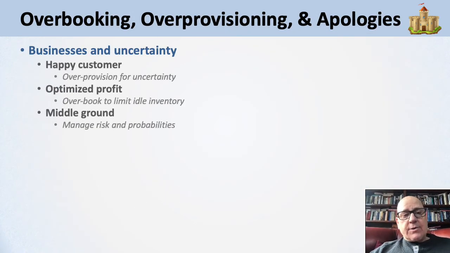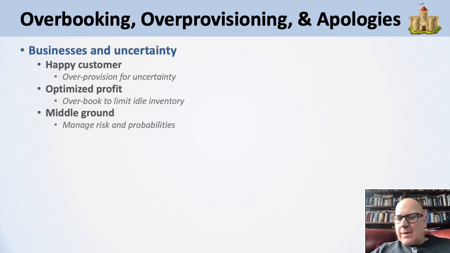That leads to notions of overbooking, over-provisioning, and apologies. Businesses have uncertainty. What I want is happy customers, so I could choose to not promise anything to a customer unless it's actually in my warehouse right now and I'm certain I can ship it from my warehouse. But that means I have a lot of inventory sitting there costing me money.